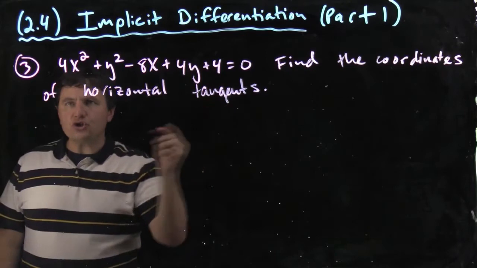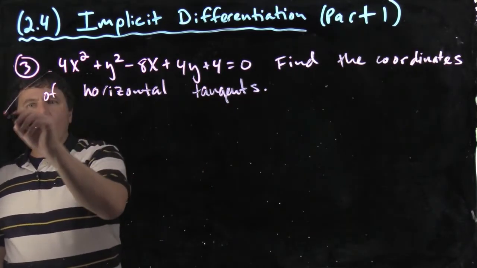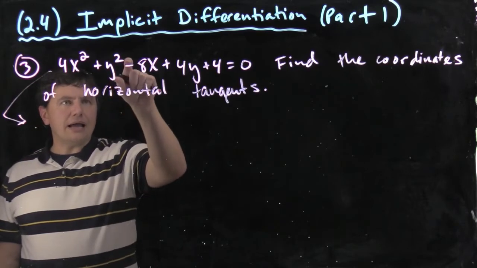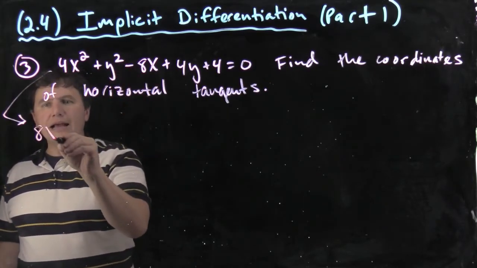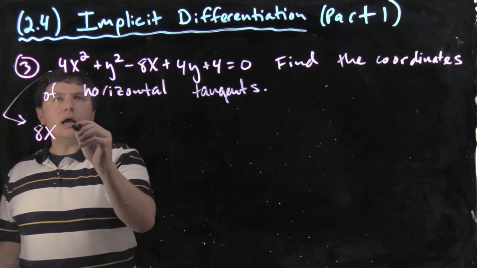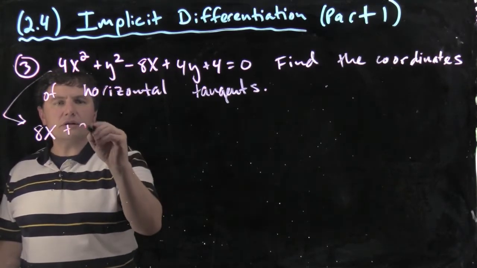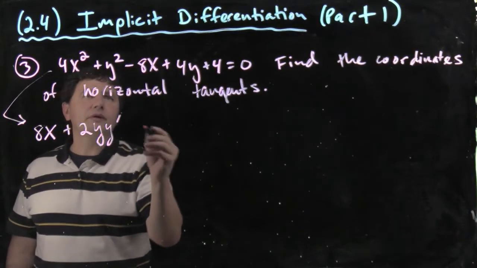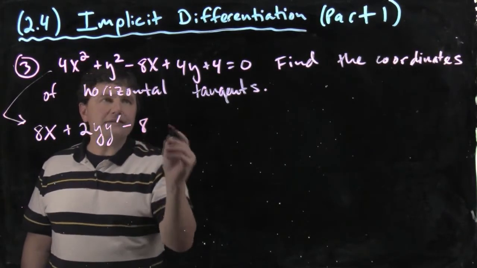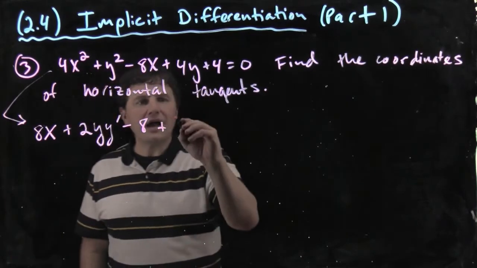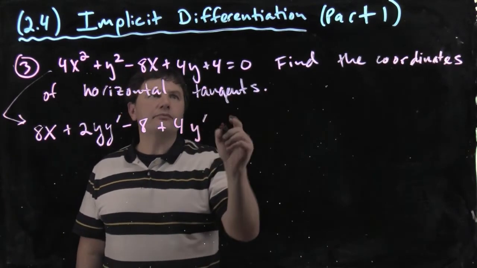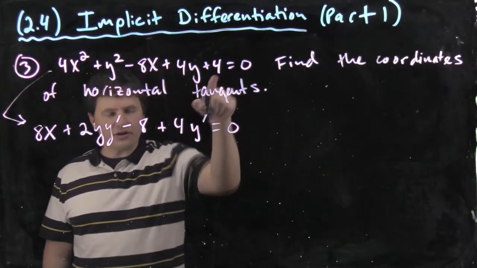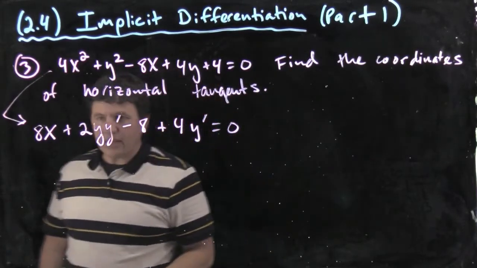X behaves the way it should. The y, every time I take the derivative of y, I have to do chain rule. So this will be 8x plus, take the derivative of it like it's a x, 2y, and then we have to remember the y prime, minus derivative 8x is 8, plus the derivative of 4y is 4, y prime, and this goes to 0. By the way, a common error here is people sometimes forget to take the derivative of constants, getting 0.